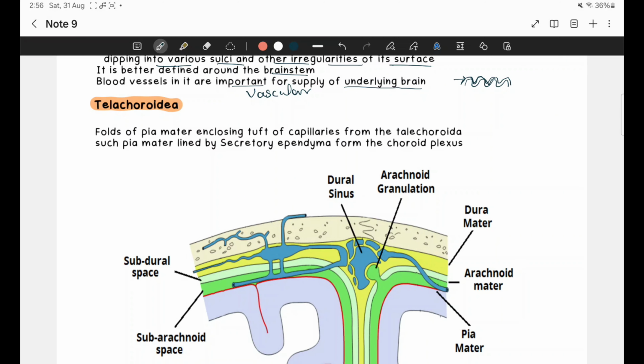Then the point comes, which is the tela choroidea. The fold of pia mater enclosing a tuft of capillaries forms the tela choroidea, such as pia mater lined by secretory ependyma, which forms the choroid plexus. So the choroid plexus is the structure where the CSF is formed.